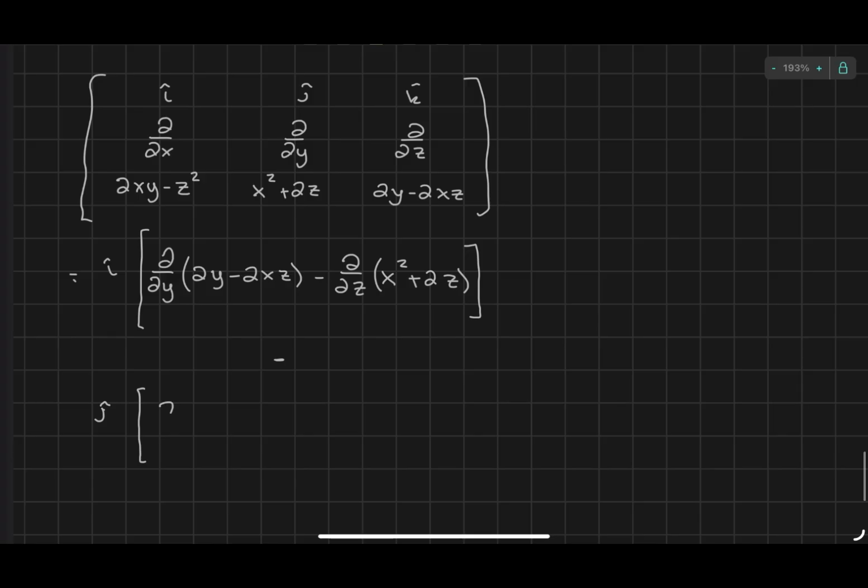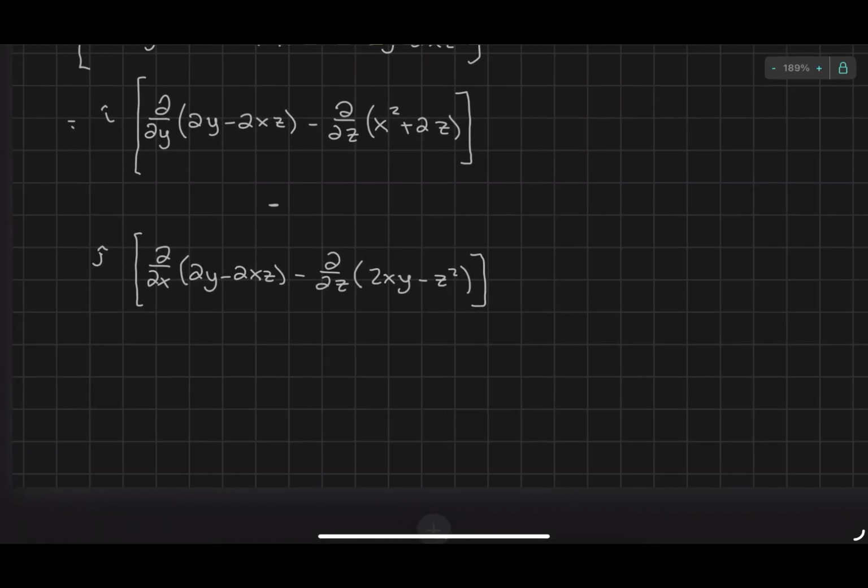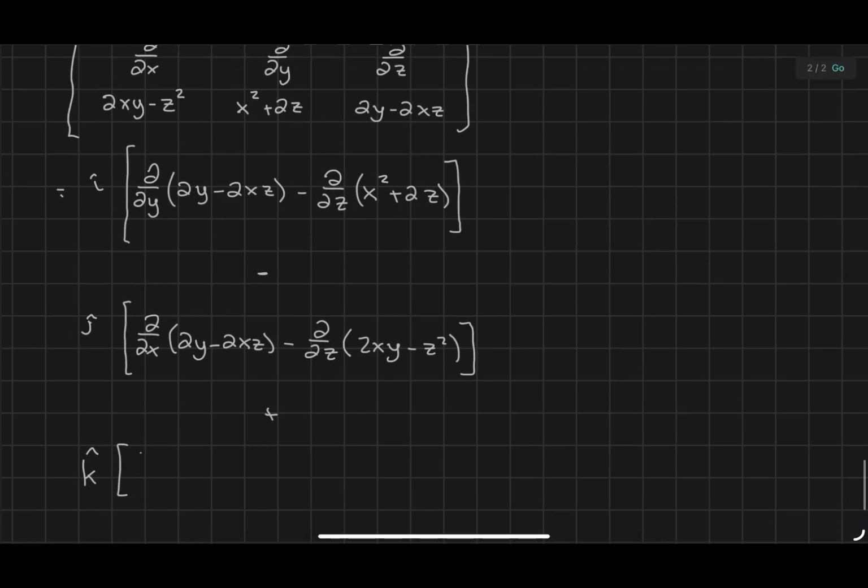We're subtracting our j component now. The j component is going to be the partial with respect to x of 2y minus 2xz minus the partial of 2xy minus z squared with respect to z. And then finally, we're adding our k component here, which is going to be the partial with respect to x of x squared plus 2z minus the partial with respect to y of 2xy minus z squared.